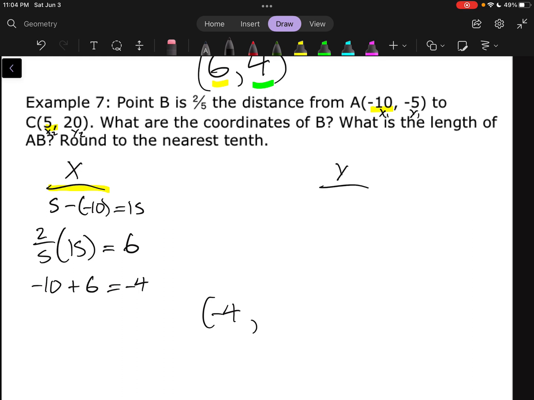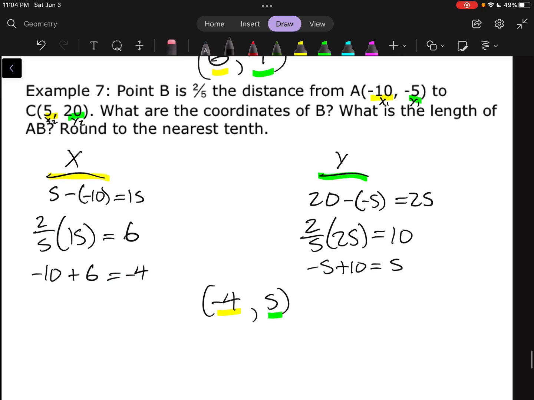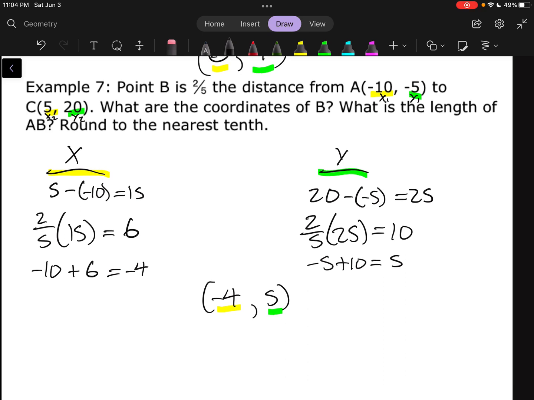All right, now y time. My y's are -5 and 20. So I'm going to do 20. Ooh, sorry about that. I'm going to do 20 minus -5, which is 25. 2/5 of 25 is 10. I'm going to go back to that -5. I'm going to add my 10, and I get 5. Okay, so what does that do for me? Well, that finds out where B is.